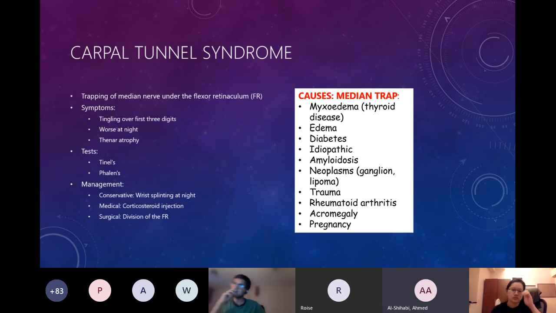And your tests, which aren't particularly sensitive, but you get taught how to do them, it's always worth doing them if they come back positive, are Tinel's and Phelan's. And we have an entire table of the causes, or most common causes, of carpal tunnel syndrome.